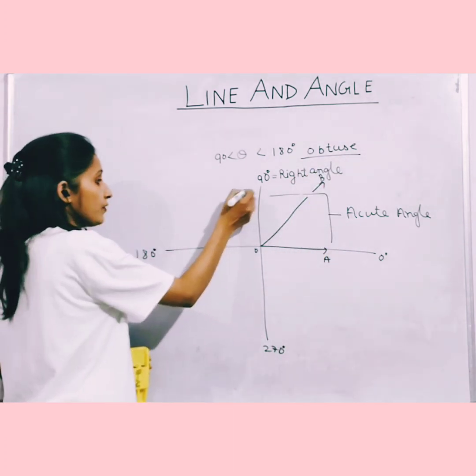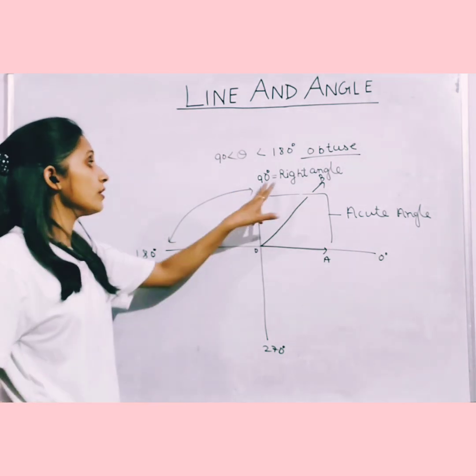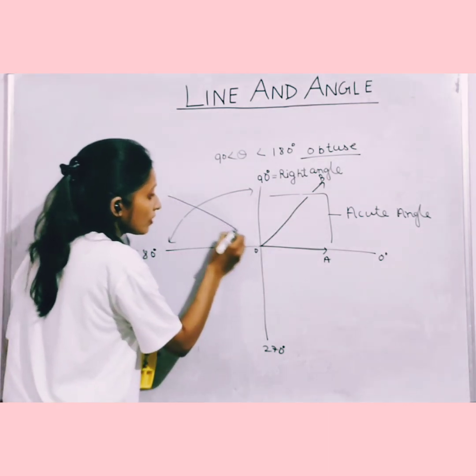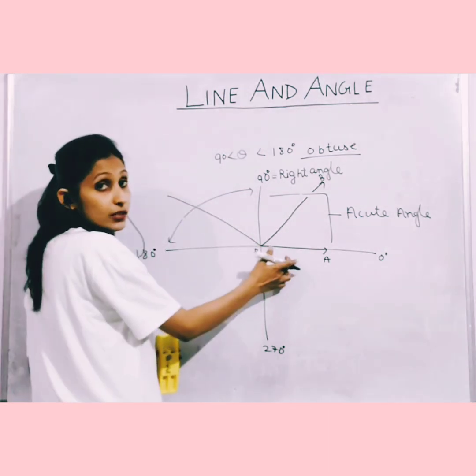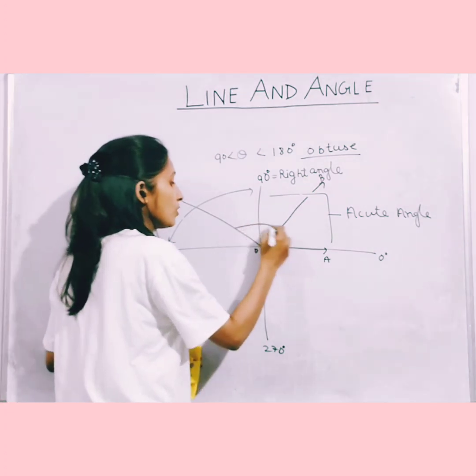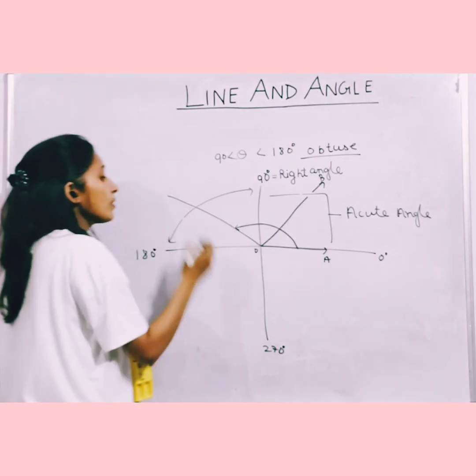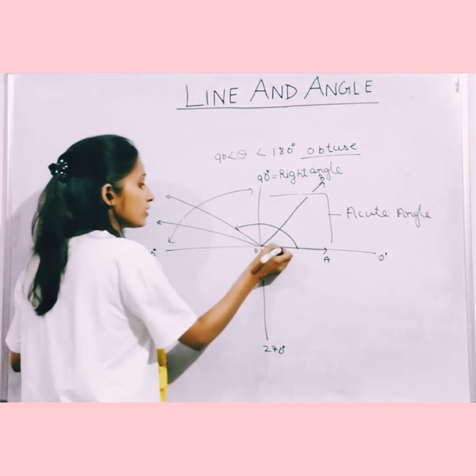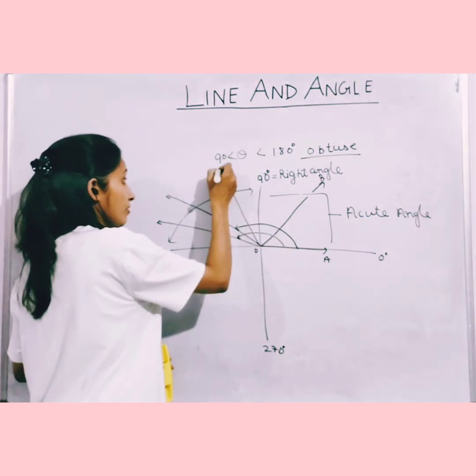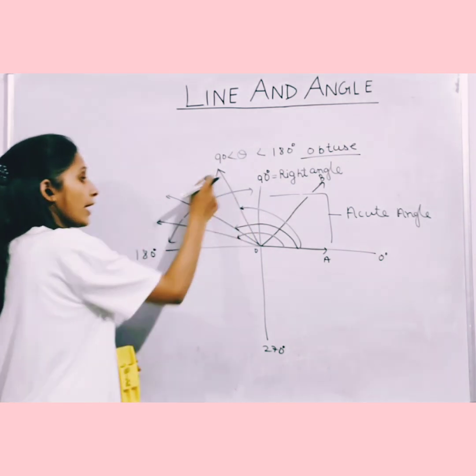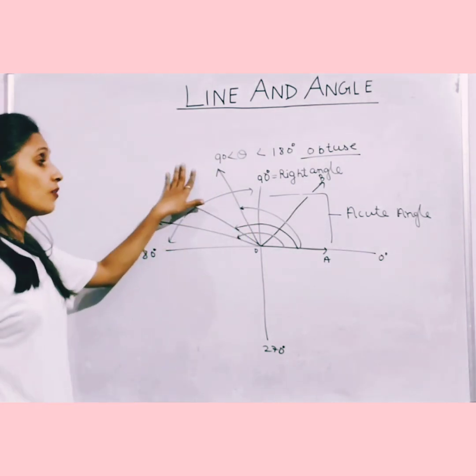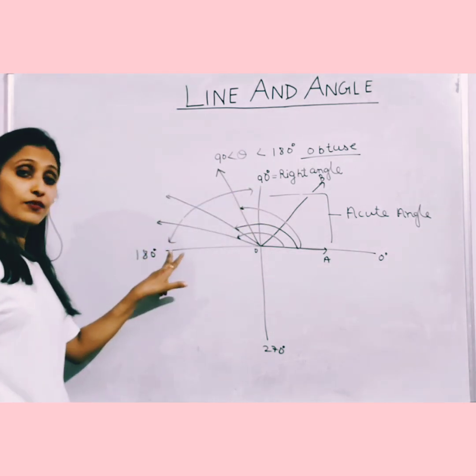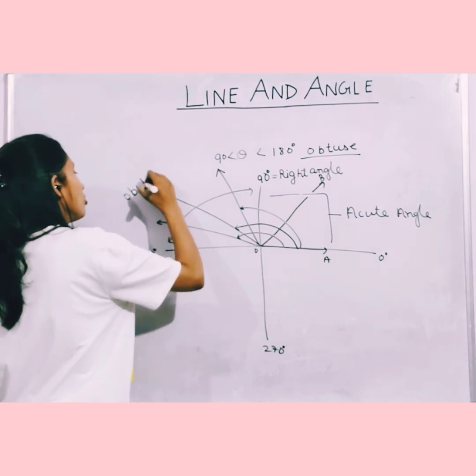Now if theta lies in this region, that is between 90 to 180, it will be like this. If this is our terminal arm and this is our initial arm, theta will be like this. Okay, so this will be our obtuse angle. Anywhere in this region, all the angles will be obtuse angle, anywhere, right? All the angles which are formed in this region will be our obtuse angle. Why? Because they are more than 90 degree but less than 180 degree. So this will be our obtuse.